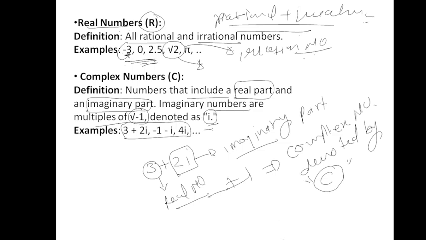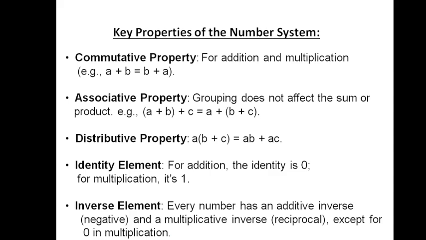Now we will move to another slide. In this slide, we will discuss key properties of the number systems. First, the commutative property. Commutative property applies for addition and multiplication. Here is an example of the commutative property.